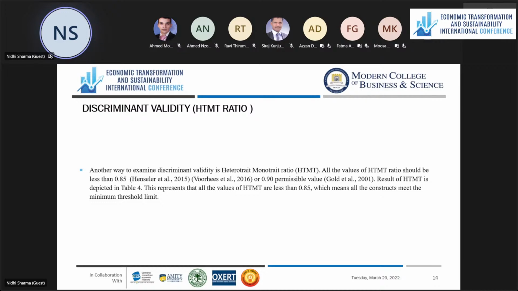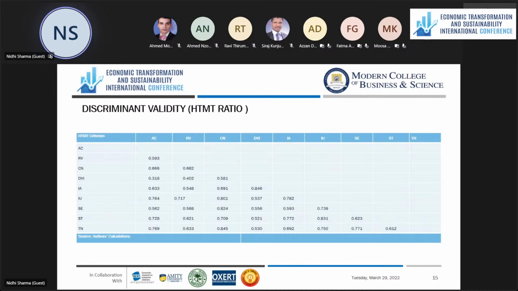And again, we use the HTMT ratio as well for the discriminant validity, and all the HTMT values of our study are less than 0.85, which is the minimum threshold value suggested by Henseler et al. in 2015 and Voorhees et al. 2016. And there is one 0.90 permissive value suggested by Gold et al. 2001. So this is the result of the HTMT ratio.